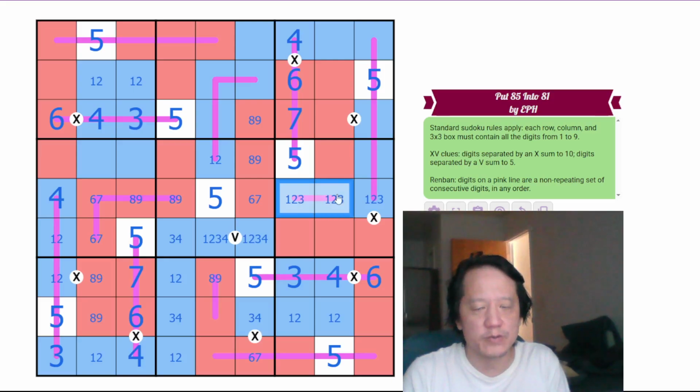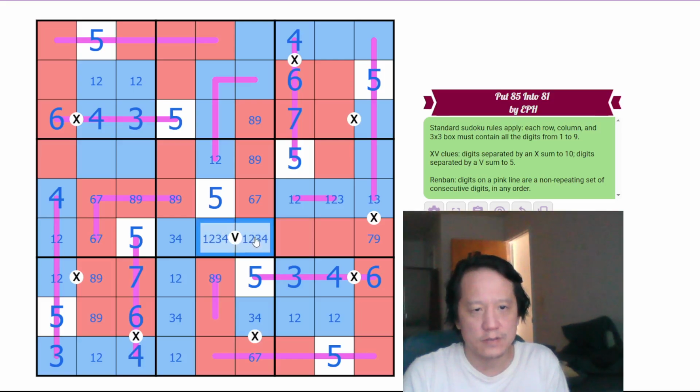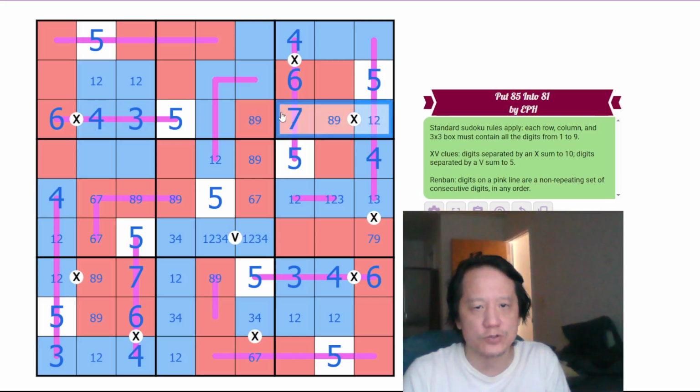2 has to be one of these digits. It's either 1, 2, or 2, 3 here to be consecutive. So no 3 here, therefore this can't be 2. This is 1 or 3 with 7 or 9 there to add up to 10. Whereas 4 in this box, it has to be here. This is again 1, 2 with 8, 9, adding up to 10.